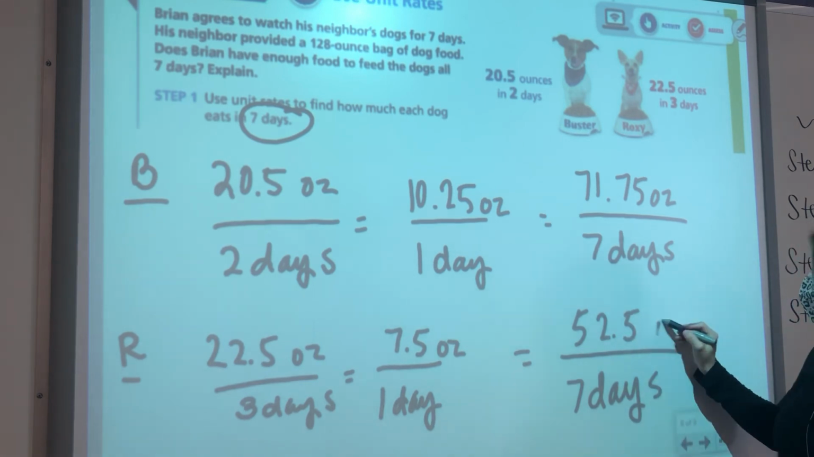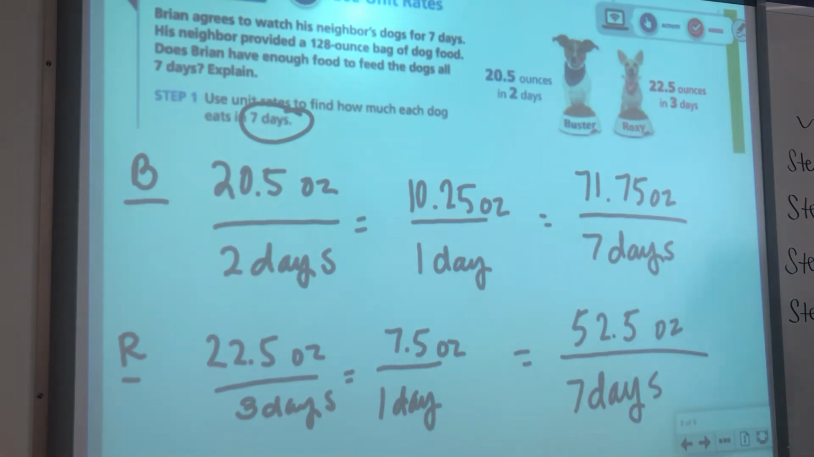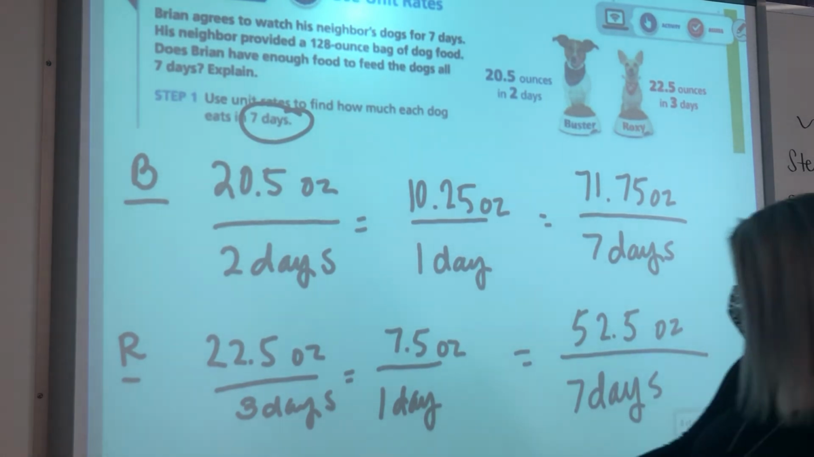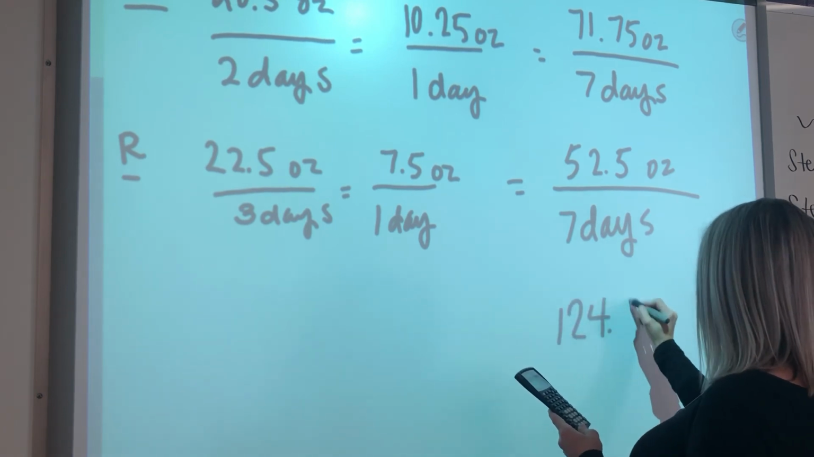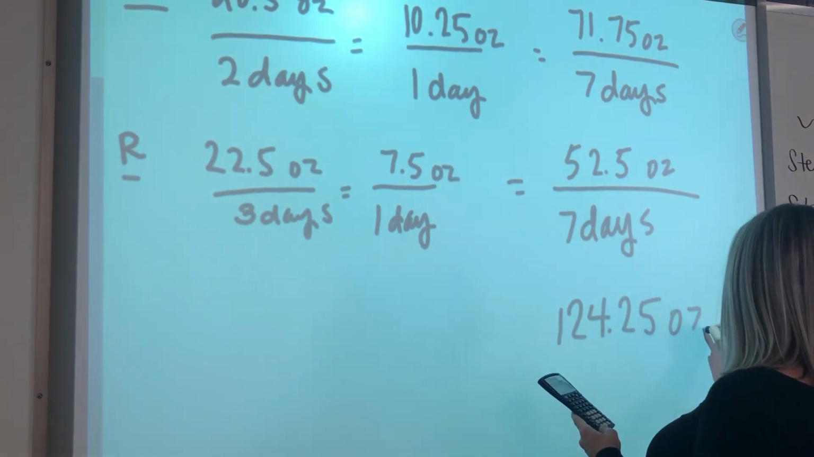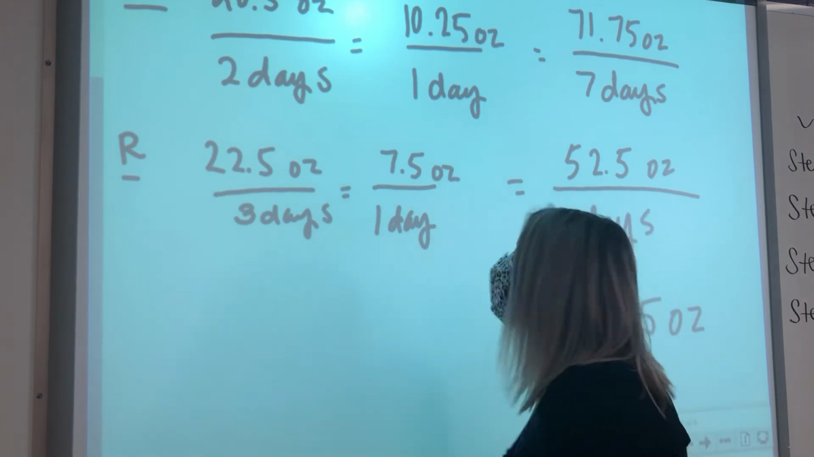How do I know if they left us enough dog food? Because you have to add them. Very good. We need to add them together. So 52.5 plus 71.75. Is it not enough? There's no way. Yes, there is enough, it makes sense. You have 128.